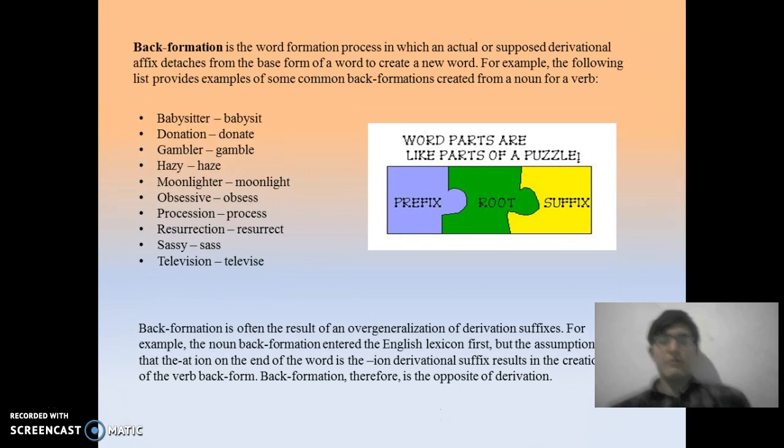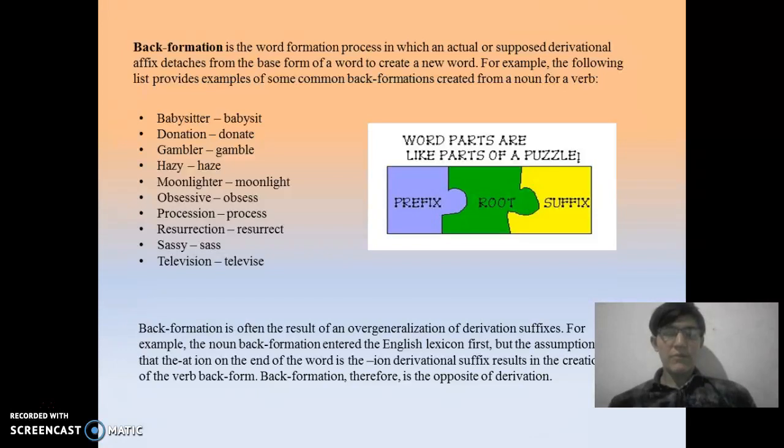Well, back formation is the word formation process in which an actual or supposed derivational affix is detached from the base form of a word to create a new word. For example, the following list provides examples of some common back formations created from a noun for a verb. Babysitter, babysit; donation, donate; gumbo; hazy, haze; moonlighter, moonlight; obsessive, obsess; procession, process; resurrection, resurrect; sassy, sass; television, and televise.